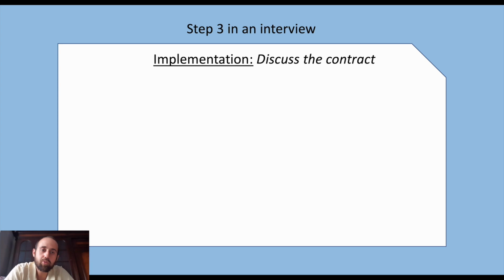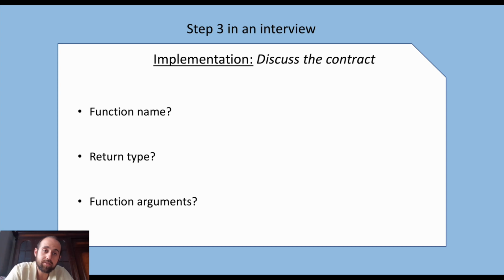Okay, so how should we proceed first? We should first decide and discuss with the interviewer about the contract: what's the function name, what's the return value, and what are the arguments of the function. In our case, since we are trying to find an element in a sorted collection, the return value would be an index, the function name, let's name it find, and the arguments would be the array, so the vector, and the target value, an integer.